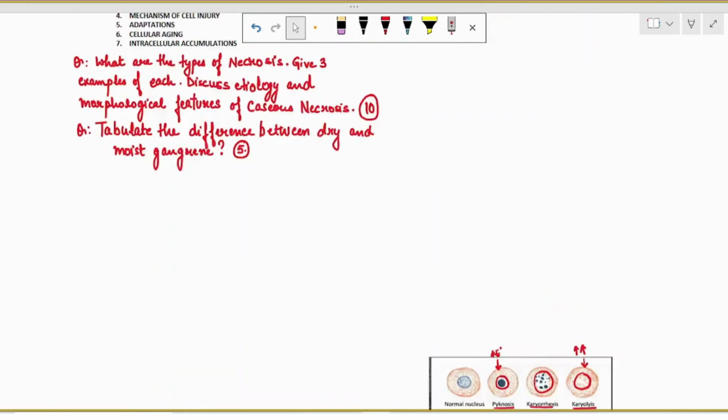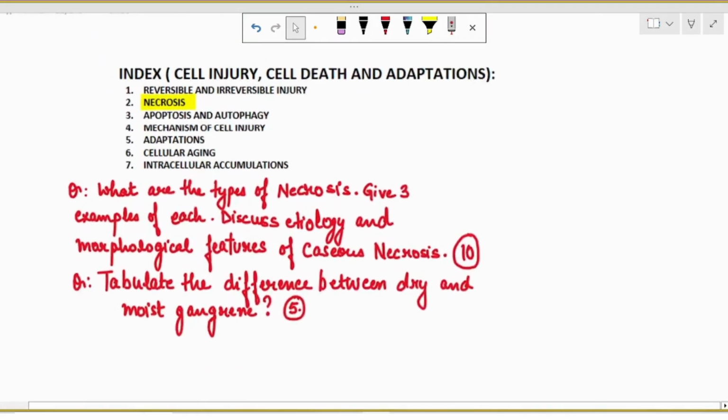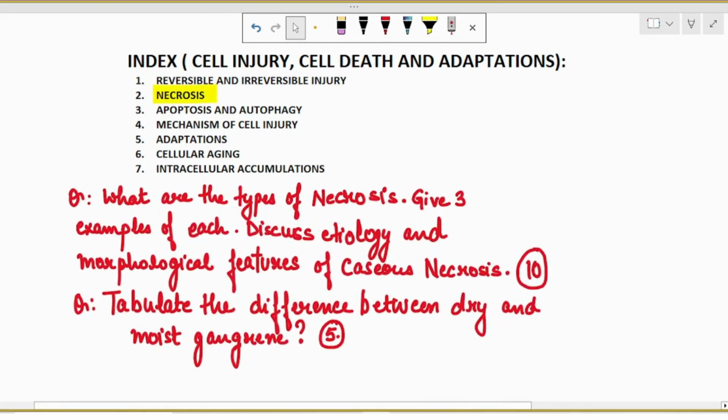So this is the necrosis I have explained to you. If any question related to necrosis is asked in the exam, approach it in this way, so that you get an effective way to tackle it.